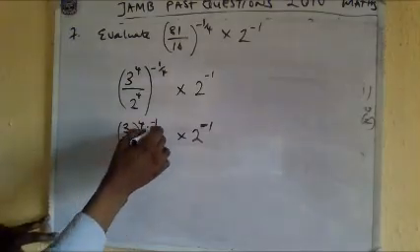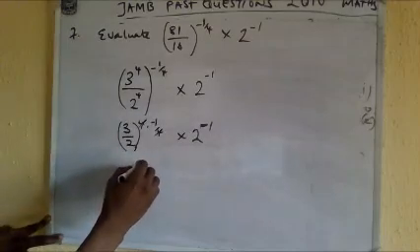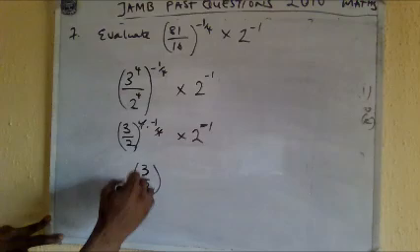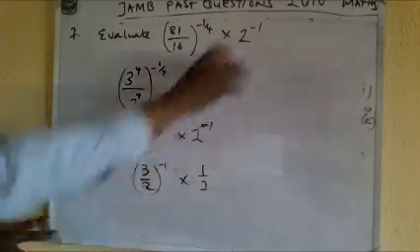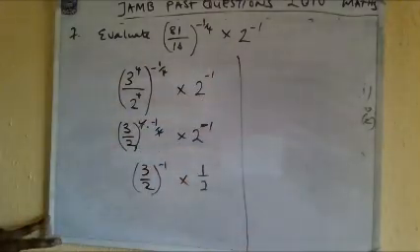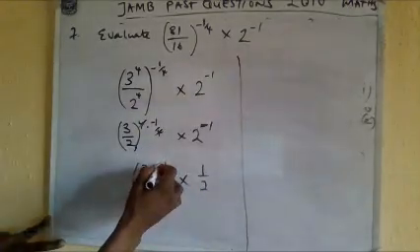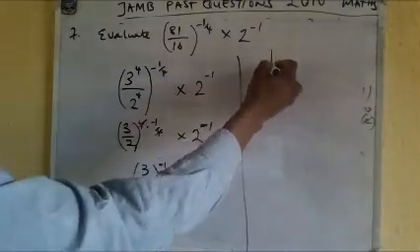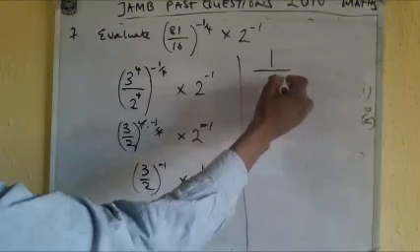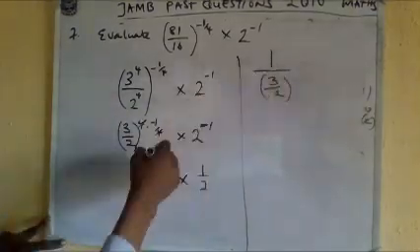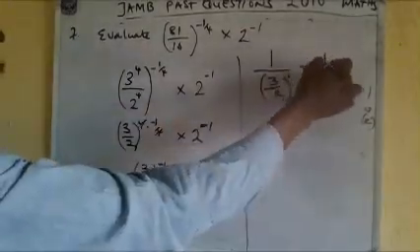At this point, 4 will cancel 4 in the power. So I have 3 over 2 all raised to the power minus 1, times 1 over 2. Let me go to this side and finish it up. At this point, I can invert it because I have minus 1 as power. So I can say 1 all over 3 over 2, you understand? And this minus 1 becomes plus 1, so it's just 1 times 1 over 2.